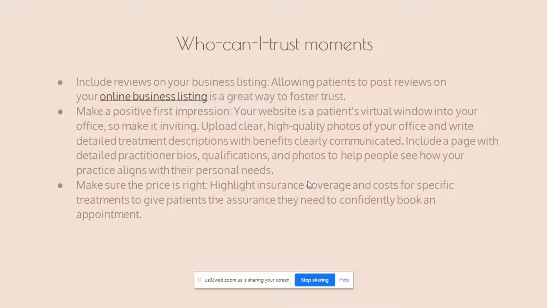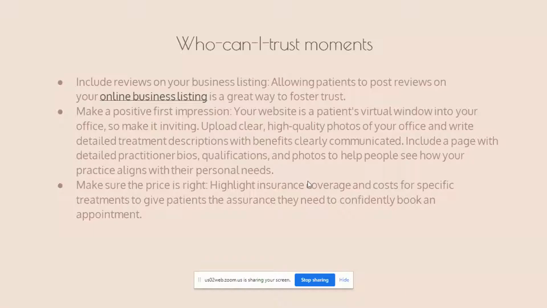Then make a positive first impression. Say, for example, if you have a website on International Pediatric Association, that's the first impression people are having of this association. So one has to be very careful when we are designing that particular website.